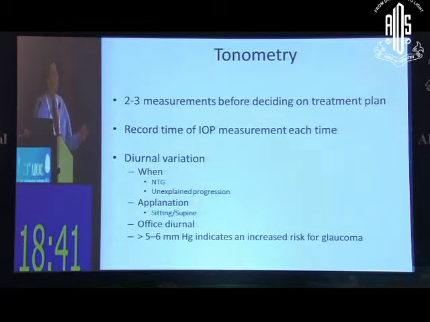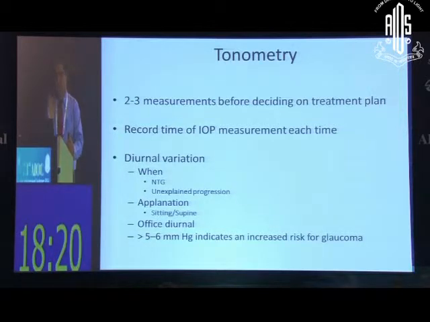Best done with applanation again, sitting pressures, but it's advisable to take 1 or 2 supine pressures also to see if there is a large postural variation in the pressure. And when there is a discrepancy of greater than 5 to 6 millimeters, that means the patient is more likely to be a suspect for glaucoma. Again, it doesn't mean you start treatment, but yes, that is something to be alert about.